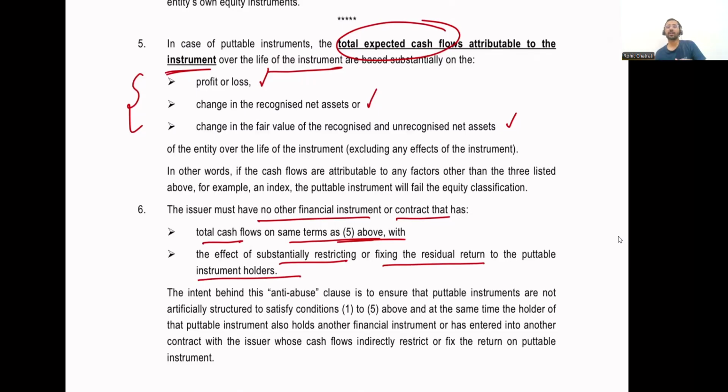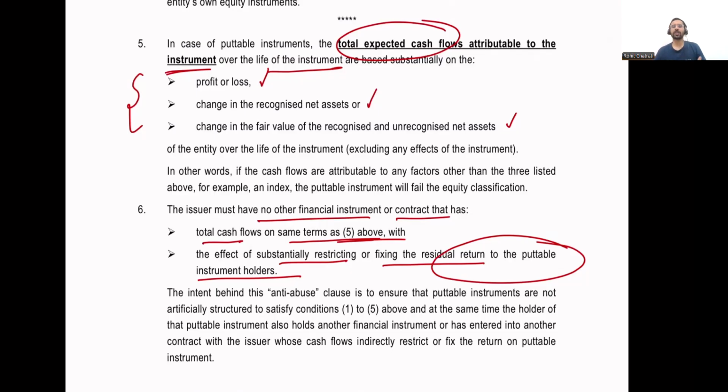Obviously, if there's another class of instrument which is participating in the profits or losses, then it is going to restrict the return that these puttable instrument holders will earn, and therefore such an instrument will not be eligible. The puttable instrument will not be eligible to be classified as equity because there is another instrument in the organization which is participating in the profits or losses, and that is restricting the puttable instrument holders' profit. Therefore, there can be only one class of instrument whose cash flows are influenced by the profit or loss that the entity is making. So that is condition number six.